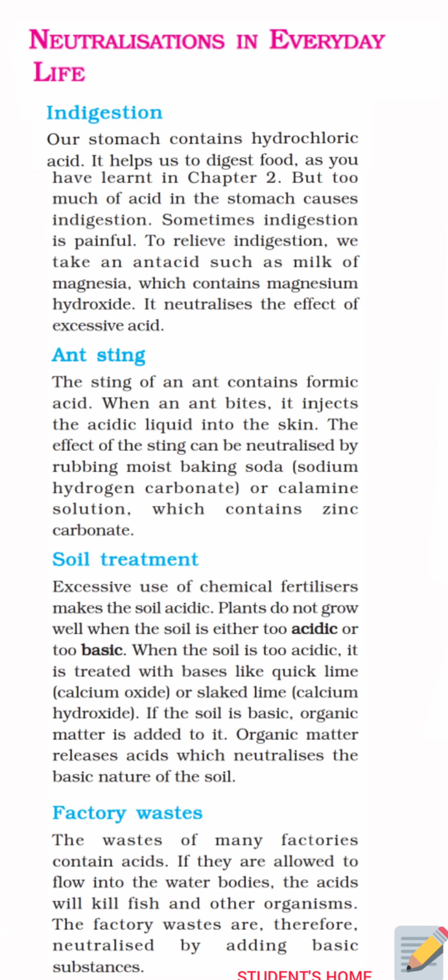Next is soil treatment. Excessive use of chemical fertilizers makes the soil acidic. Plants do not grow well when the soil is either too acidic or too basic. When the soil is too acidic, it is treated with bases like quicklime, that is calcium oxide, or slaked lime, that is calcium hydroxide. If the soil is basic, organic matter is added to it. Organic matter releases acid which neutralizes the basic nature of the soil.